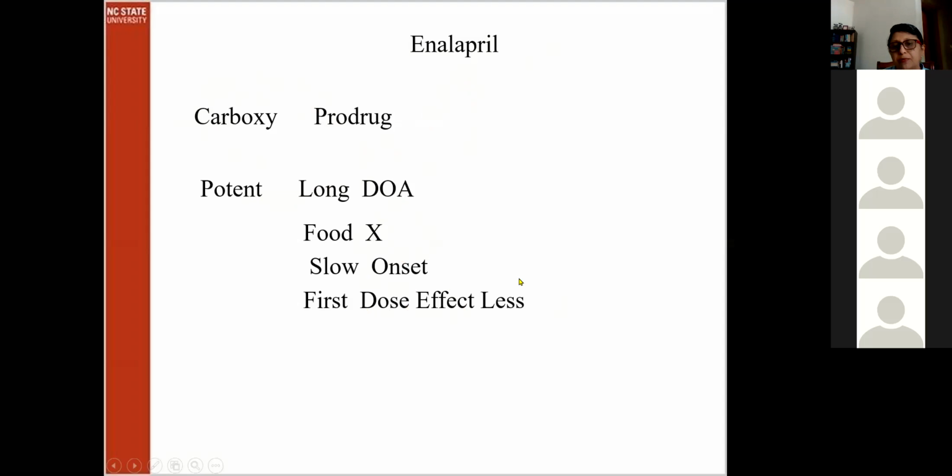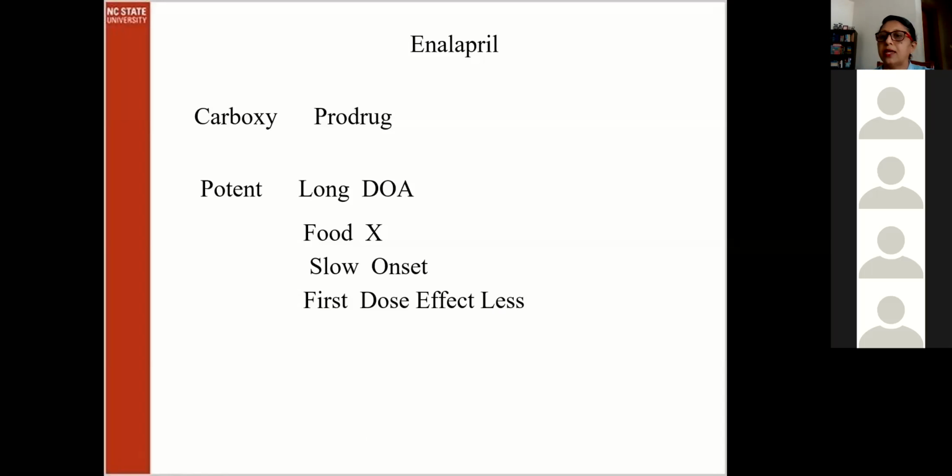First dose effect means whenever we take a drug for the first time, because ACE inhibitors can cause hypotension. If a patient takes an ACE inhibitor for the first time, there will be hypotension and he may develop some fainting attacks. So what we have to do is start with a low dose, or ask the patient to lie down for some time after taking the drug, or give it at bedtime.